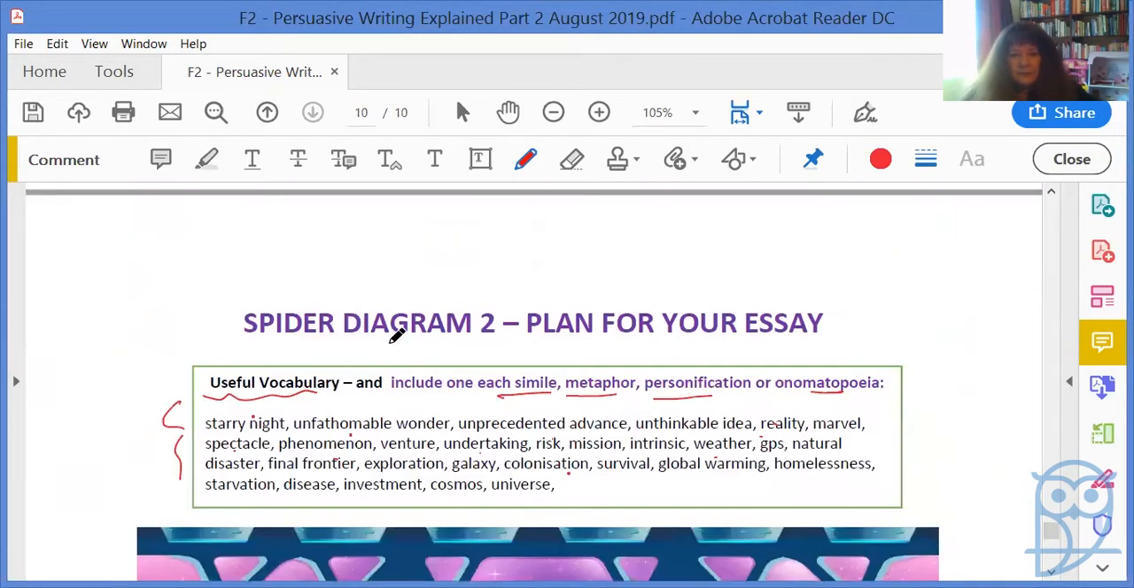And on the top, you've got your useful vocabulary. And try to think of a simile, metaphor, personification, or onomatopoeia if you can, because it gives you more marks. You're impressing your examiner that way. Okay?